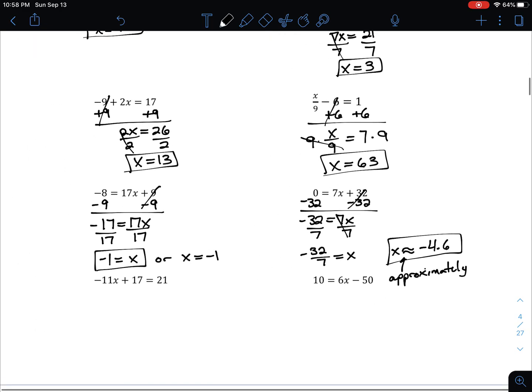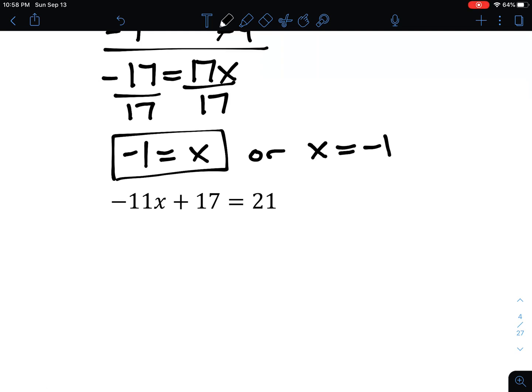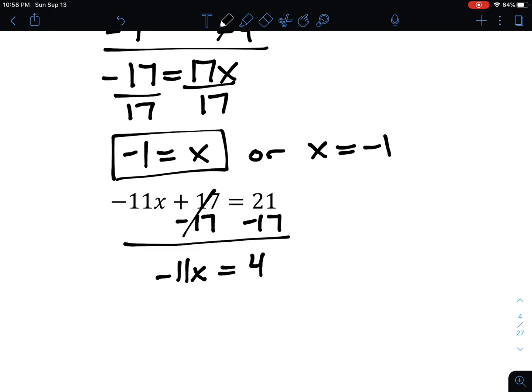All right, I think we've got two more to look at here. So on the left side, negative 11x plus 17 is equal to 21. Again, let's get rid of whichever number is not directly attached to our variable. So let's go ahead and subtract 17 from each side. That gets us negative 11x is equal to 21 minus 17 is 4. Now to get x by itself, opposite of multiplying by negative 11 would be to divide by negative 11. And so we get x equals negative 4 over 11.